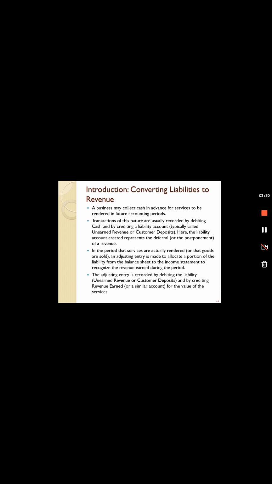In the period that services are actually rendered or that goods are sold, an adjusting entry is made to allocate a portion of the liability from the balance sheet to the income statement to recognize the revenue earned during the period. The adjusting entry is recorded by debiting the liability, unearned revenue or customer deposits, and by crediting revenue earned or a similar account for the value of the services.